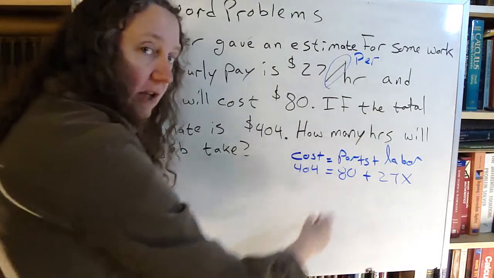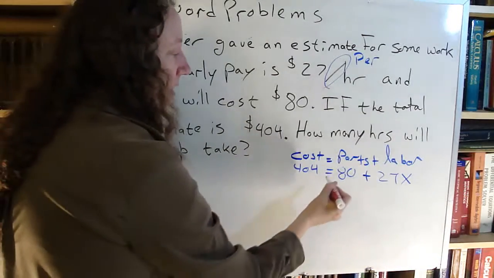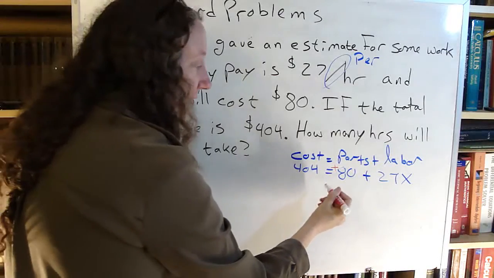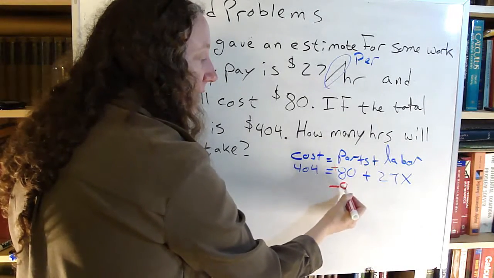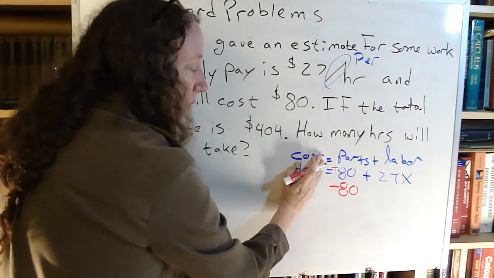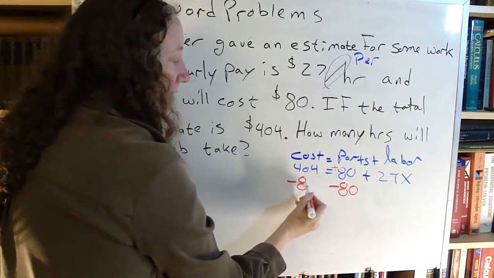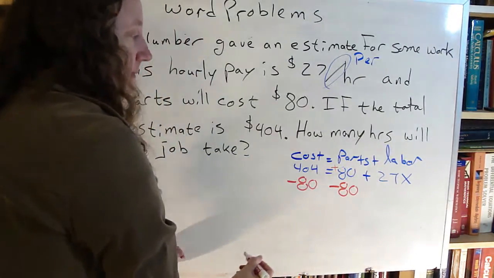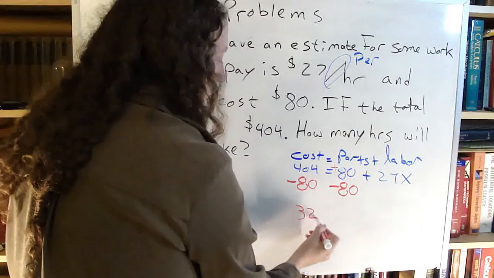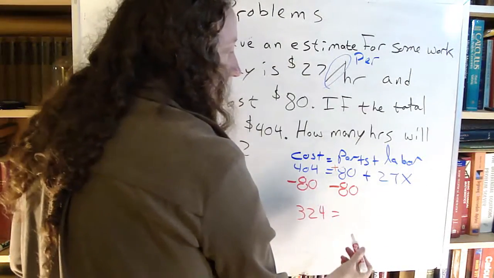I see the plus sign. That's only telling me it's either add or subtract. Doesn't tell me which one. I see that this is a positive number. That is telling me I want to subtract the 80. What I do on one side of the equal sign, I have to do exactly the same thing on the other side of the equal sign. So now I subtract that out. And I carry down my positive 27x.